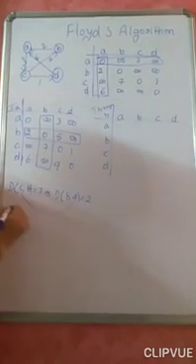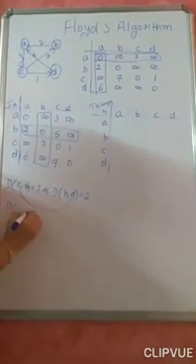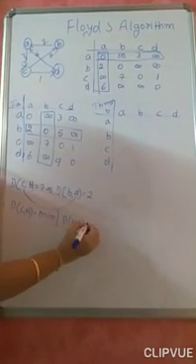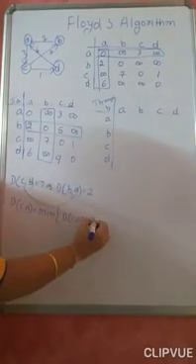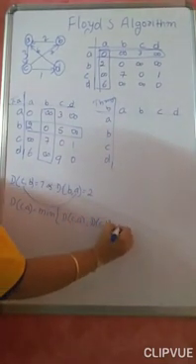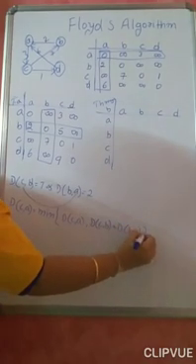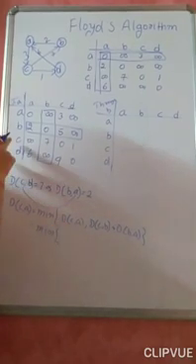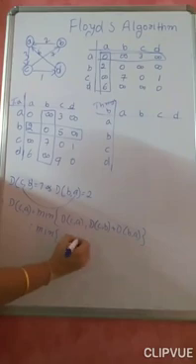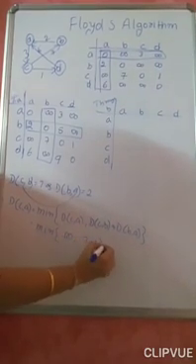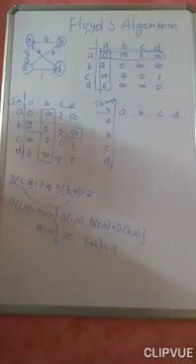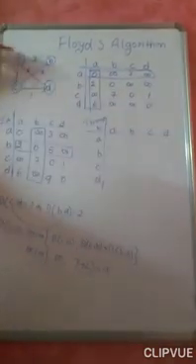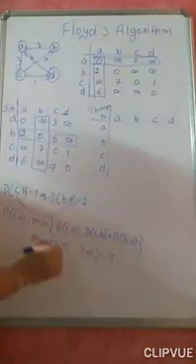Therefore, I need to consider the distance from C to A, which is the minimum of the previous distance from C to A, or through B, that is distance from C to B plus distance from B to A. Whichever is minimum, you take that. The previous distance C to A was infinity, and through B it is 7 plus 2, which is 9. So the distance from C to A is 9.